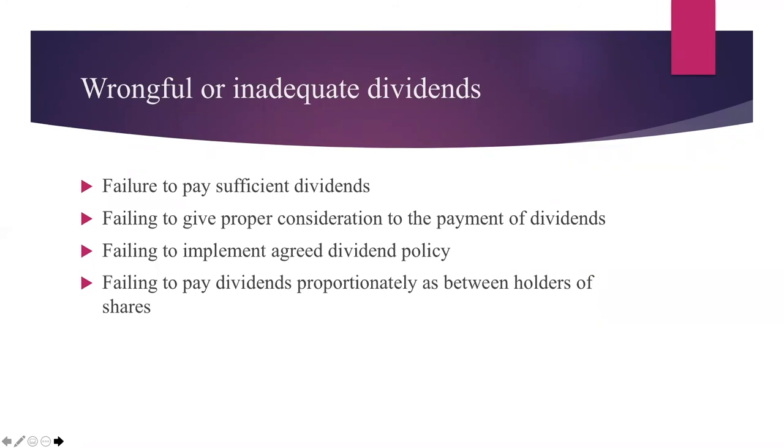Again, these sorts of cases can take a number of different forms. So, for example, they can take the simple form of a failure to pay a sufficient dividend. They can take the form of a case where there is a failure to give proper consideration to the payment of dividends. They can take the form of a failure to implement a prior agreement as to the dividend policy to be adopted and implemented by the company. And they can also take the form of a case whereby there is a failure to pay dividends proportionately between the holders of a particular category of shares in the company.